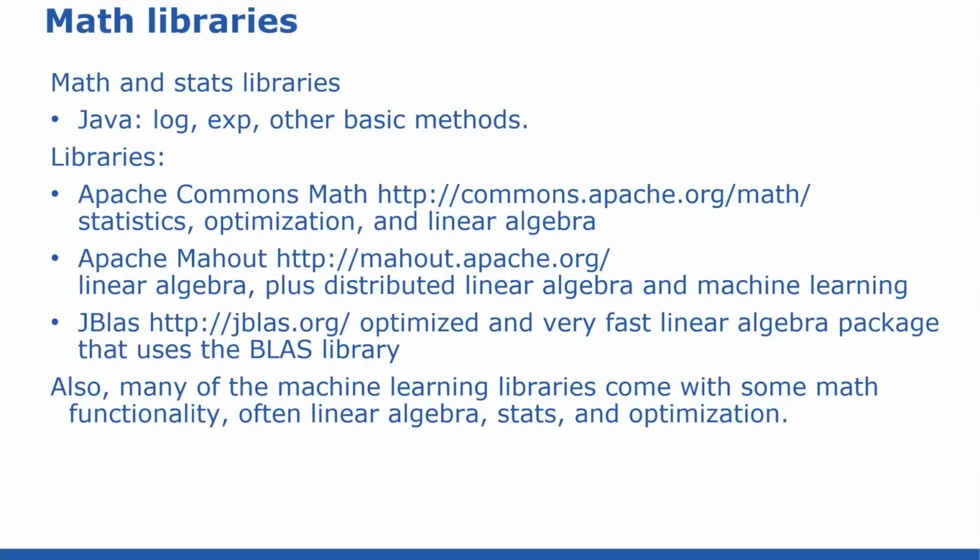Apache Mahout, I'm not sure if I've got the pronunciation right, but it's got some distributed linear algebra and machine learning capabilities. There's some other libraries that do very fast linear algebra, often requiring native packages on your system. So if your system supports them, they can get very high-speed calculations. And a lot of the machine learning libraries, they've got a slide coming up shortly, also have a little bit of stats and maths and linear algebra built into them because you often need all of those things in unison.